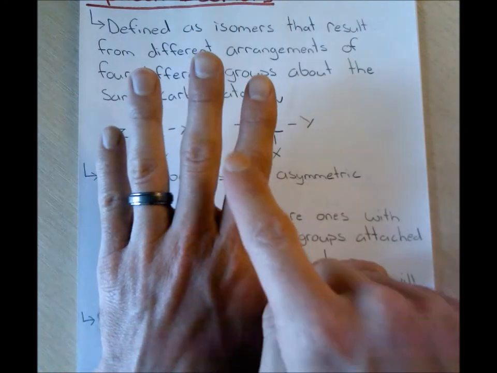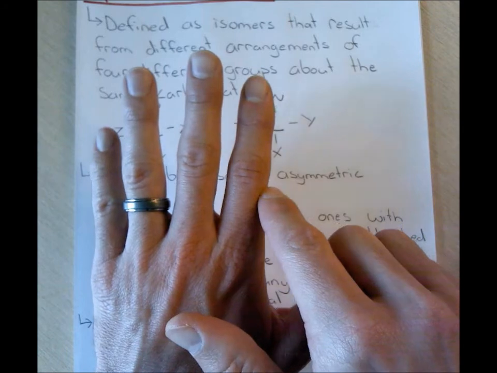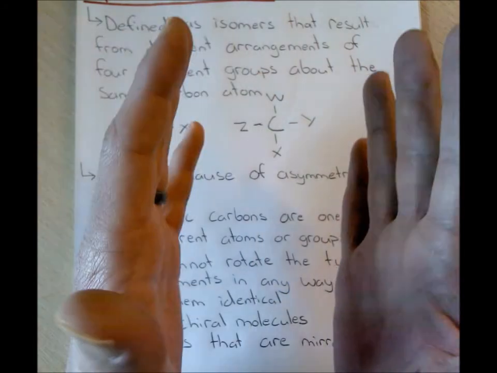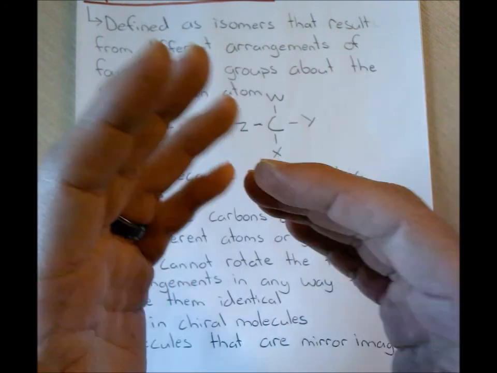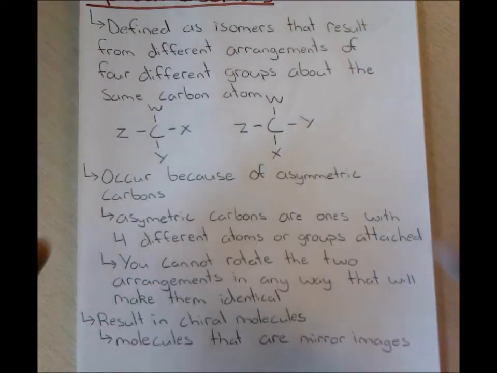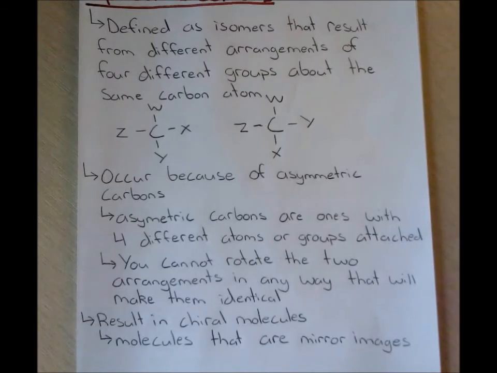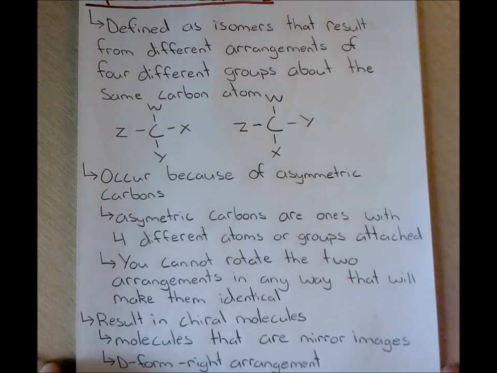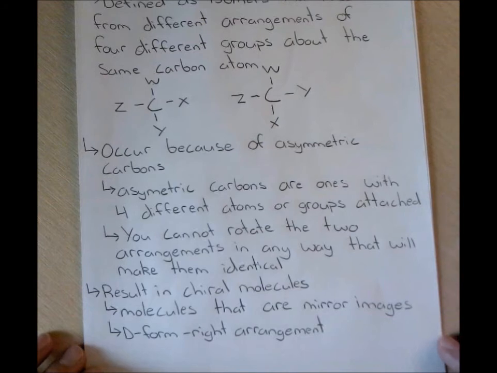And so because of that, we call these mirror images of each other. And if an organic molecule acts in this way, we're telling you that they have mirror images, and that is what we know as a chiral molecule. Now, they do have two types of forms. They have a D form, which is the right arrangement of a molecule, and they also have an L form, which is a left arrangement of the molecule.